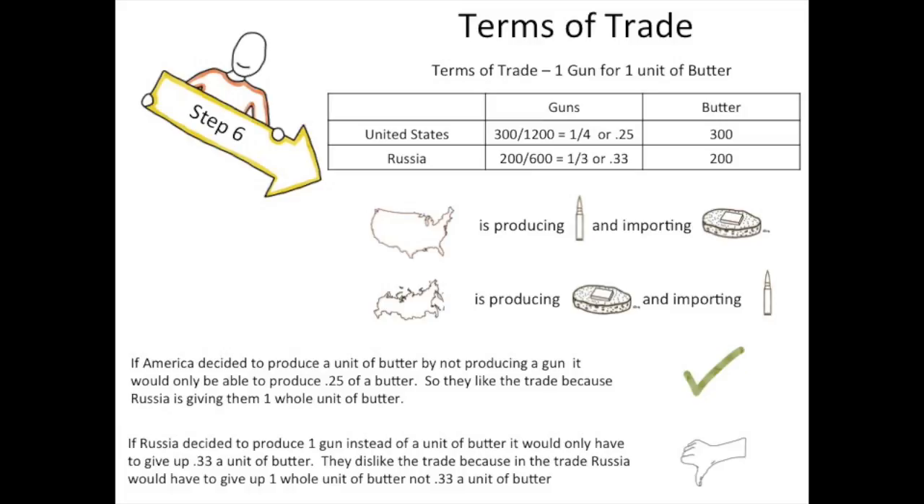Let's go to the gun column. America is just producing guns. If America decides not to produce one gun, it could gain 0.25 of butter. But in a trade, it could gain a full unit of butter. So America would benefit from the trade. Russia, on the other hand, would not benefit. Russia is just producing butter. To produce one gun, they would have to give up only 0.33 units of butter. But in the trade, they would have to give up a full unit of butter.